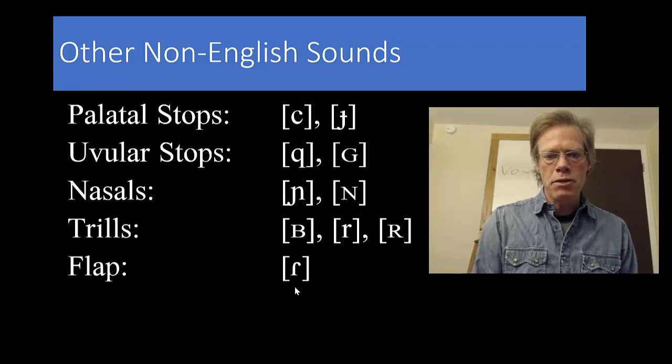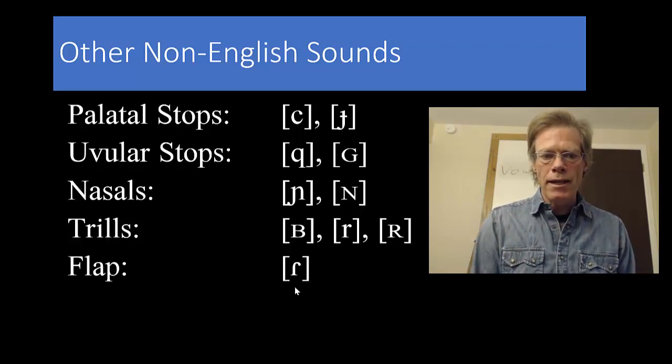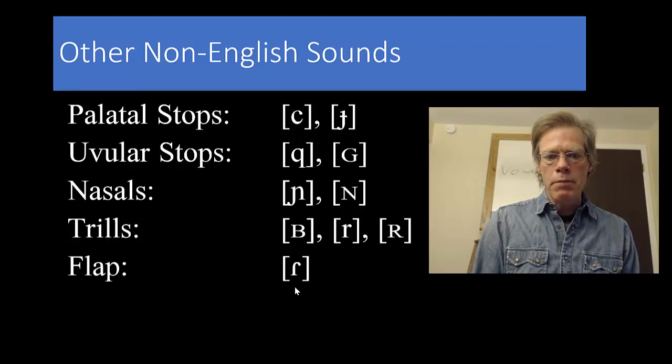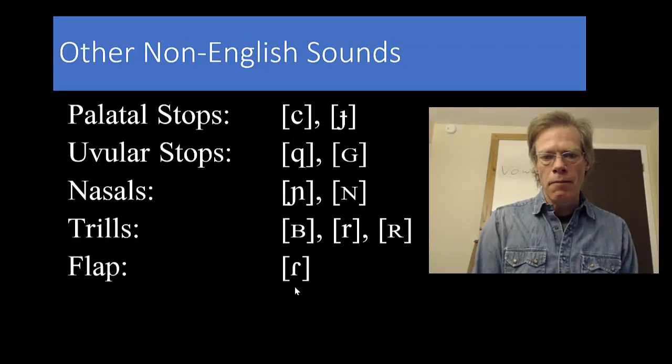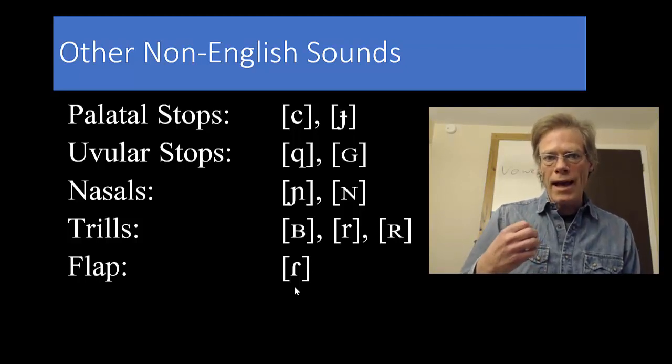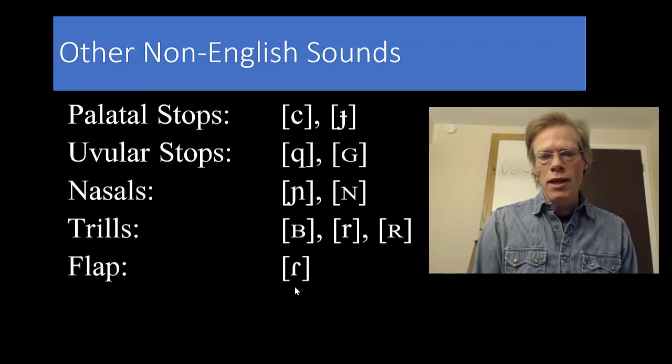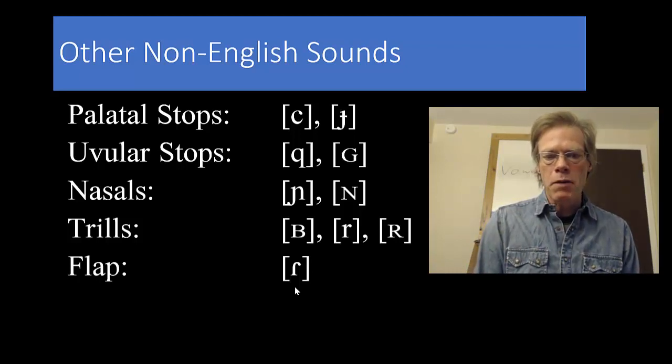Hungarian has flaps in a lot of different positions. And in fact, my name, Randy, when Hungarians would pronounce my name, it would come out with a flap instead of an American retroflex approximant. So their version of R in Hungarian is actually a flap. So they would say something like, Rendi.